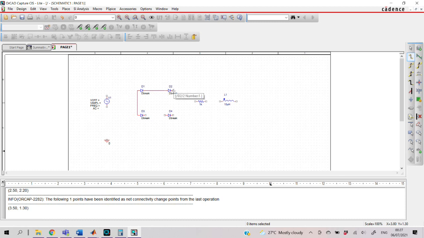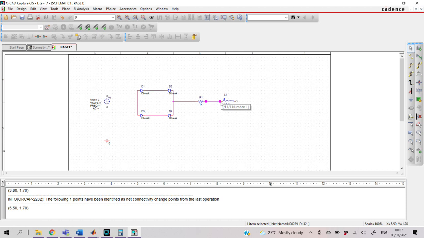So here and there. So to add wires, we should press W. So let's try pressing W and then connect the resistor and the inductor.